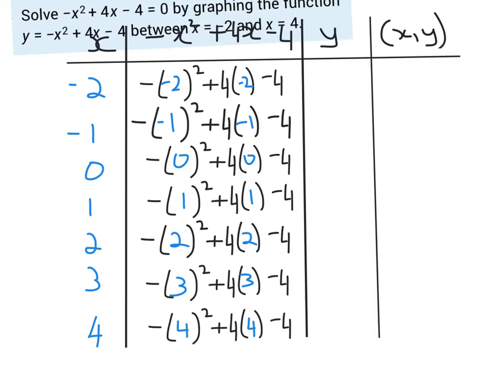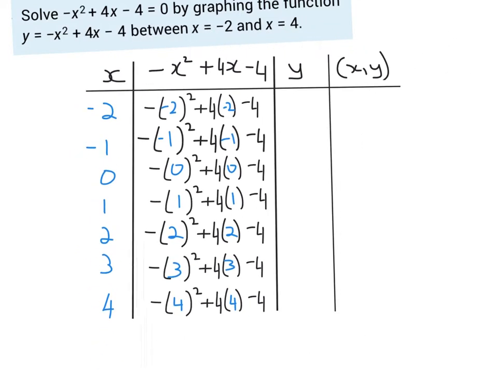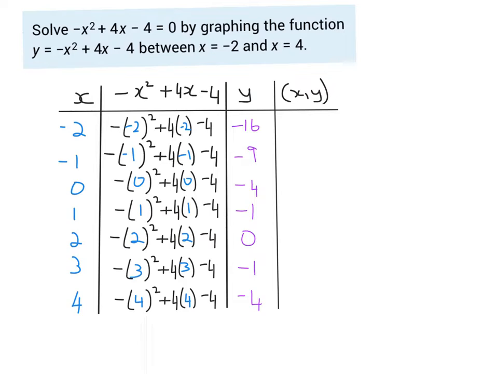Okay, so as you can see here, we have our table drawn and we have substituted in minus 2 into the function minus x squared plus 4x minus 4. And so now we just need to work the function out in order to get our corresponding y values. Now that we have our solutions, minus 2 squared, plus 4 times minus 2, minus 4 gave us minus 16, and so on the whole way down. So now that we have our x values and our corresponding y values, we'll write them in coordinate pairs, and then we'll be able to plot them onto the graph.